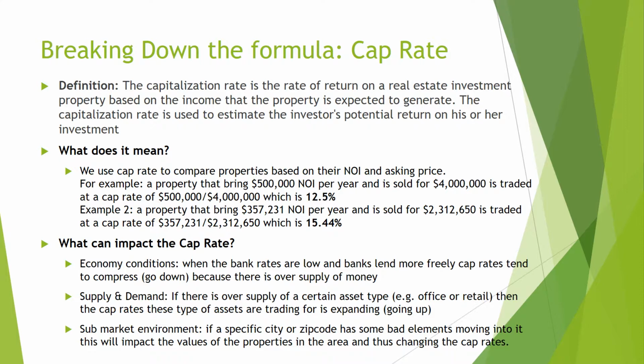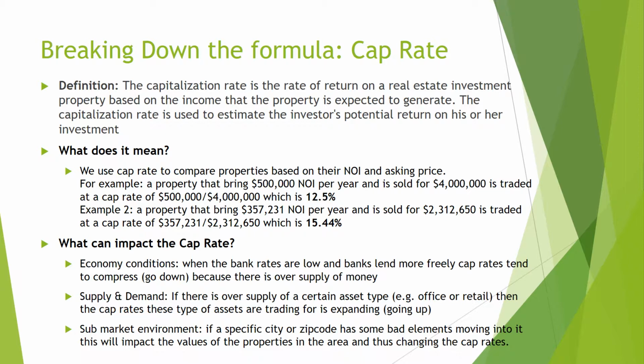The reason it's compressing is because there's an oversupply of money. People get an easier loan. It's a lot easier to get money and buy properties, which increases the competition. And that's reason number 2 that we have up there to impact the cap rate, and that's supply and demand. If there is an oversupply of a specific asset type, let's say office or retail, then the cap rate of these properties really expands because there is too much of the property and the value of the properties goes down.